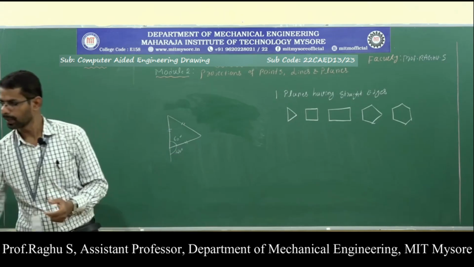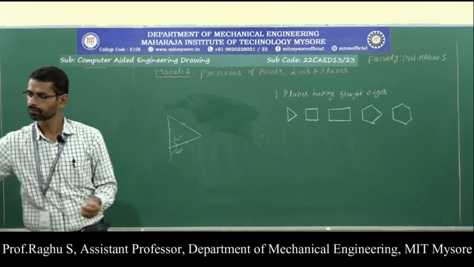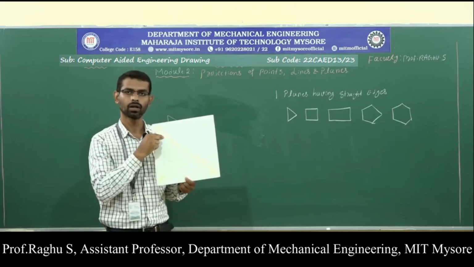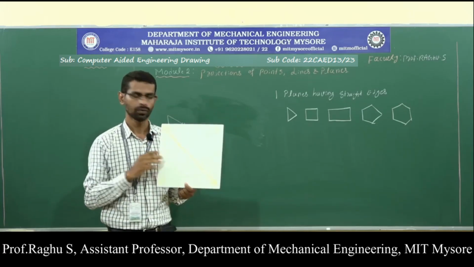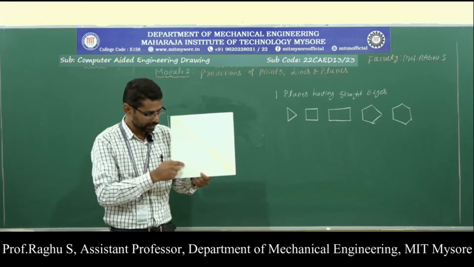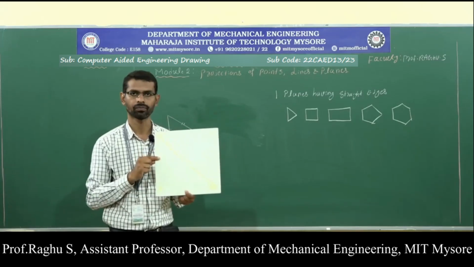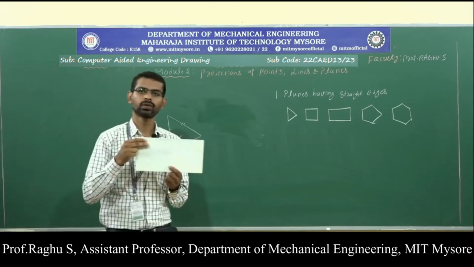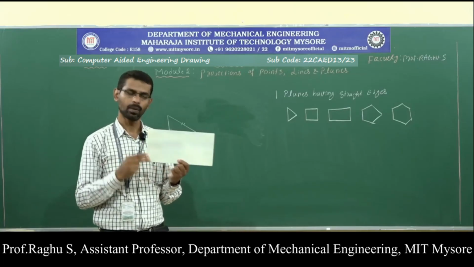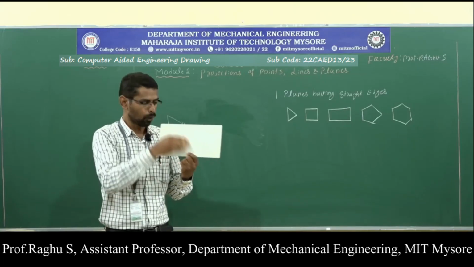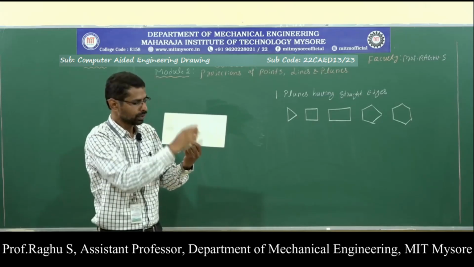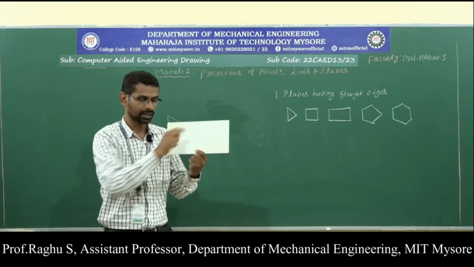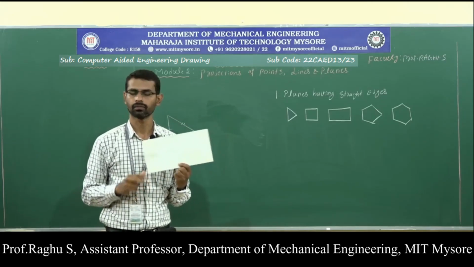Next one, square lamina. Square lamina consists of 4 sides and 4 angles. Here all sides are equal and the interior angle is 90 degree. Next one, rectangular lamina. Rectangular lamina consists of 4 sides with opposite sides equal. Here these 2 sides are equal, and these 2 sides are equal, and the interior angle is 90 degree.